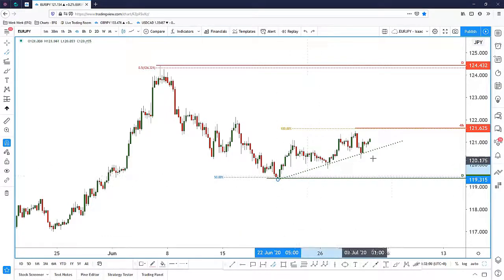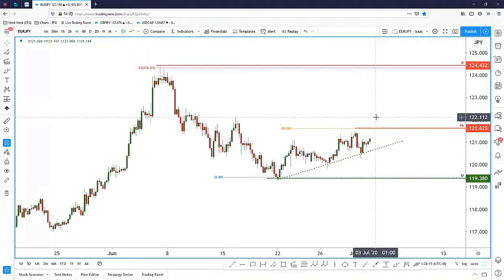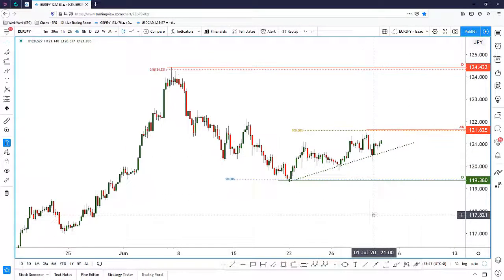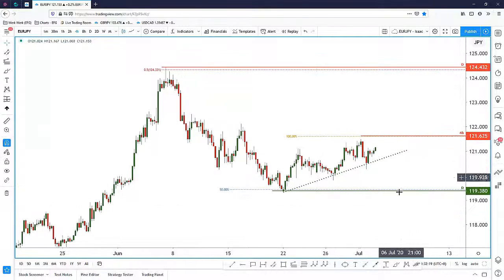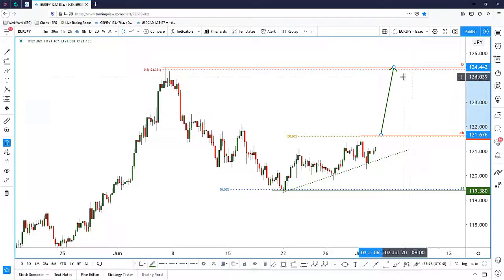If I were to just draw a channel, you can tell that price is holding close to the top of the channel. I prefer to use the trend line for presentation purposes. So this is what I have on the 4 hour. I'll actually wait for a break of this before playing a push up all the way towards the daily.